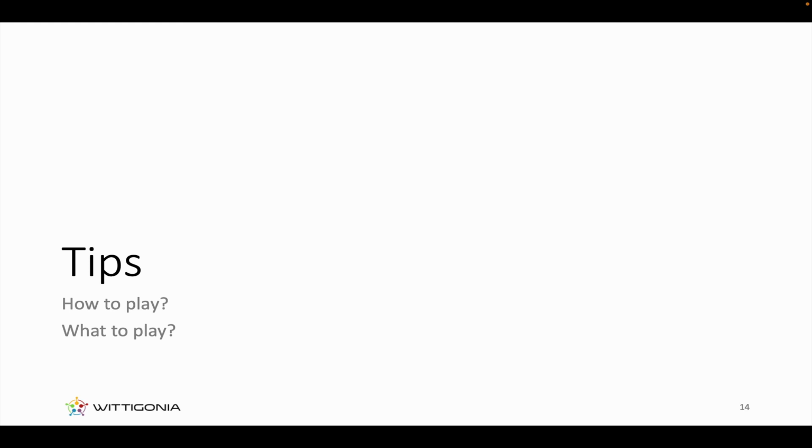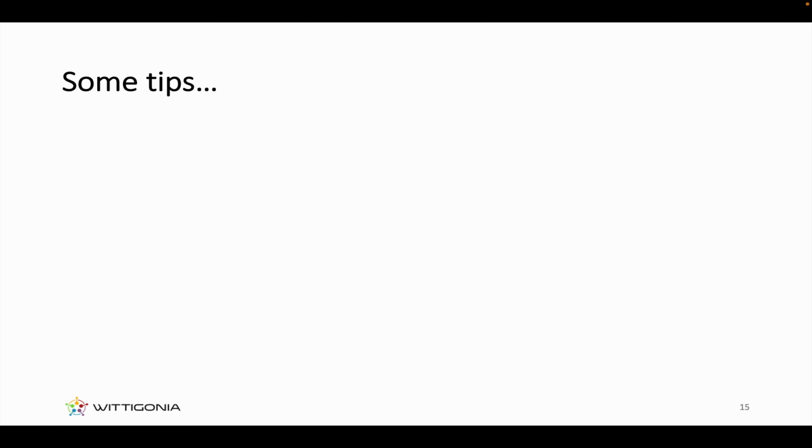Finally, some tips on how to play and what to play. I would recommend to explore the business system first in equilibrium, so that you can make yourself familiar with the overall stocks and flows and the orders of magnitude. So what is the inflow in the stock of the sales pipeline, or the outflow of person days coming out of the sales pipeline, for example.